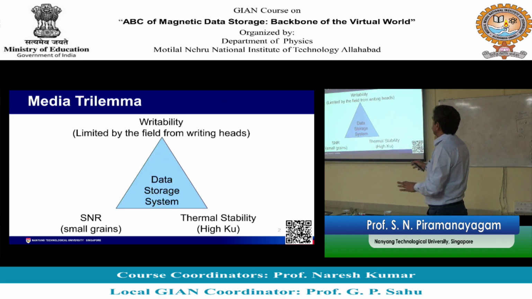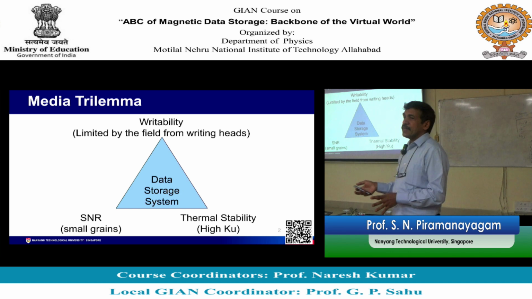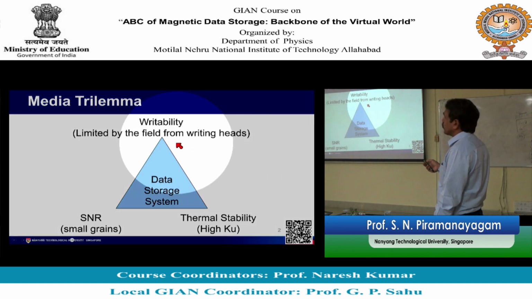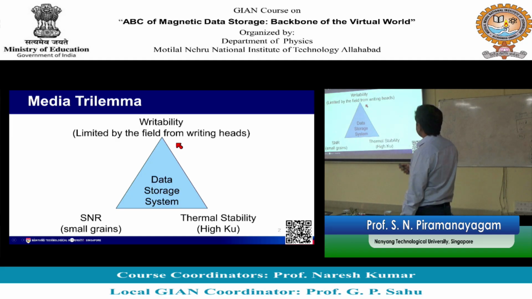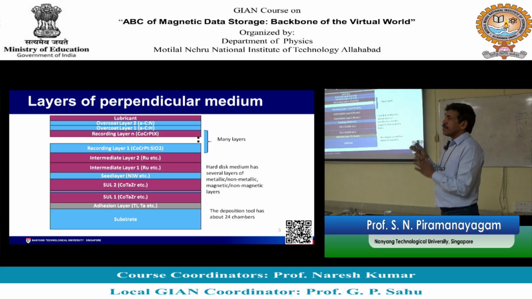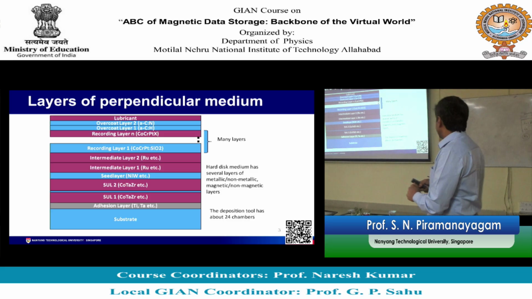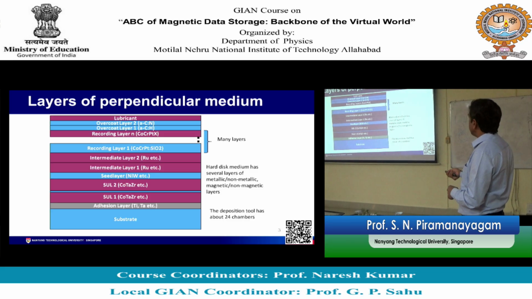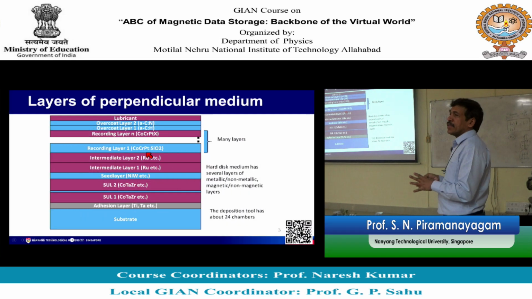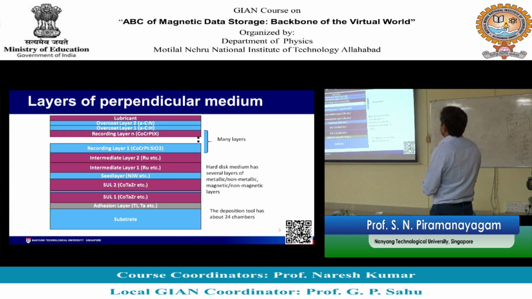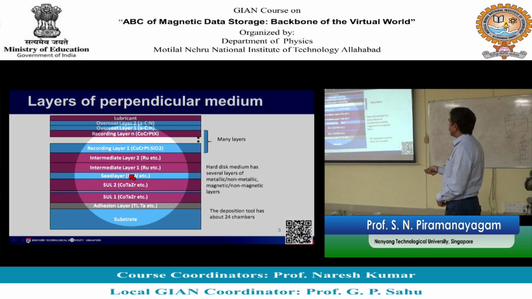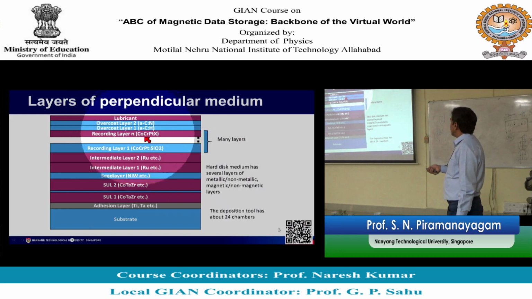Okay, so we just learned the media trilemma, and because of the writability issues, we have moved on from longitudinal recording to perpendicular recording. If you look at the layer configuration of perpendicular recording, you will have many layers, these days maybe more than 20 layers. So, we have some additional layers, soft underlayer, seed layer and so on. There will be so many layers.